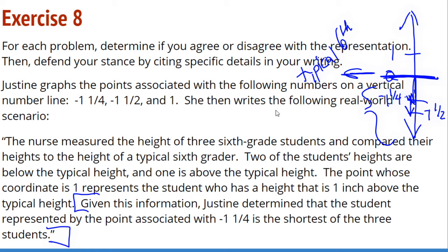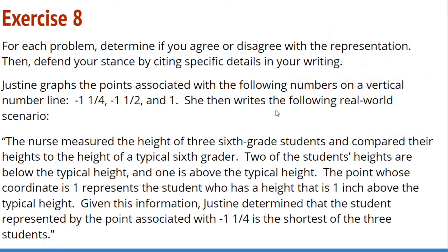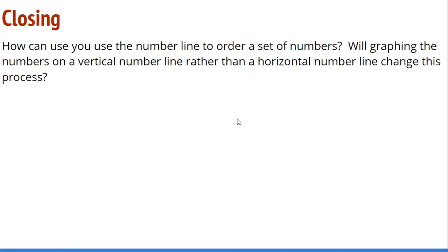Because it is the farthest away in the negative direction from the typical 6th grade height. All right, so how can we use the number line to order a set of numbers? Will graphing the numbers on a vertical number line rather than a horizontal number line change this process?